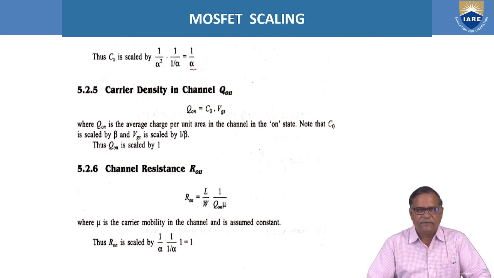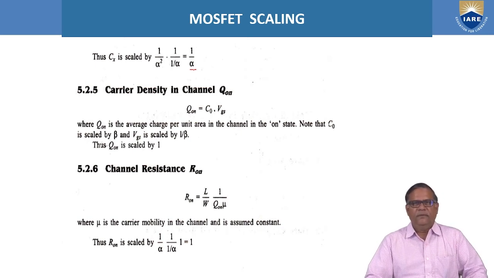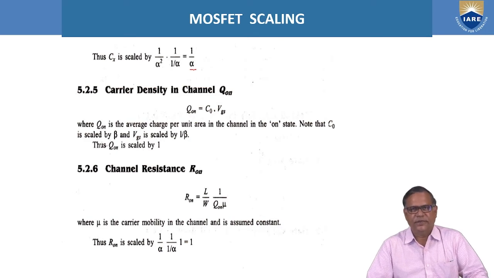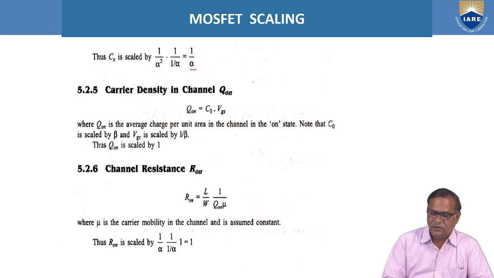Now let us see the effect of scaling on the carrier density in the channel. Whenever you apply a positive voltage to the enhancement MOSFET, it attracts the minority charge carriers from the P substrate and a channel is formed between the source and drain. This channel contains the induced carriers. So what is the effect of scaling on these induced carriers in the channel? That is the thing we have to study.